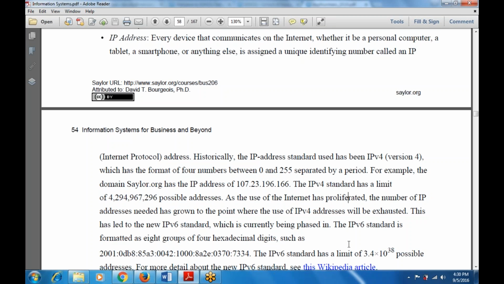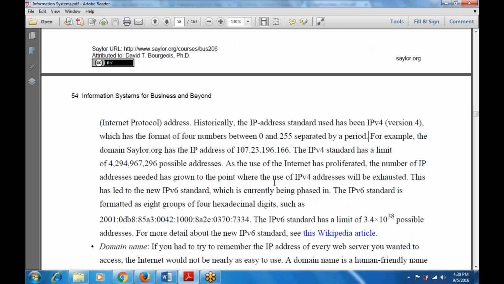Now, IPv6 has 8 groups of 4 hexadecimal digits. IPv4 is divided into 4 parts, each of 8 bytes... sorry, 8 bits, not bytes. That means 8 plus 8 plus 8 plus 8 is 32 bits. IPv4 is 32 bits, and IPv6 is 64 bits.